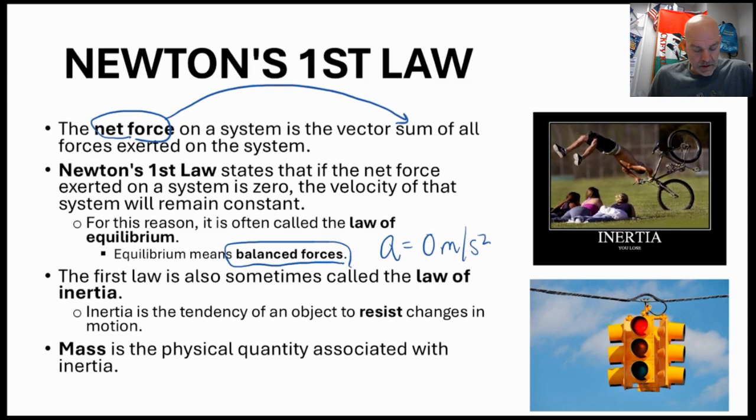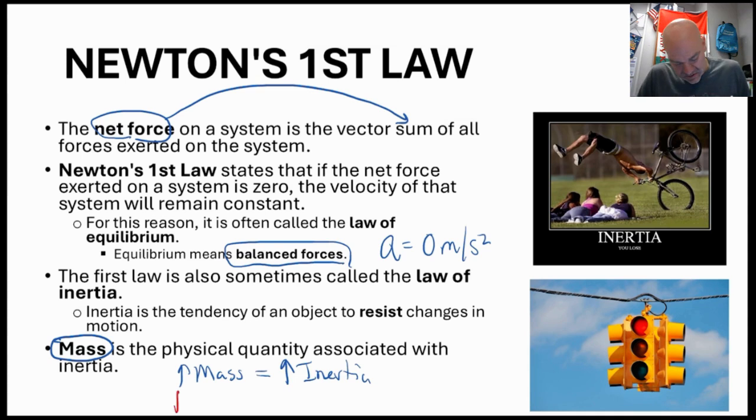Mass is the physical quantity associated with inertia. Large mass means high inertia, so the larger the mass, the more it is going to resist the change in motion. Small mass means small inertia, so the smaller the mass, the easier it is to change its motion.